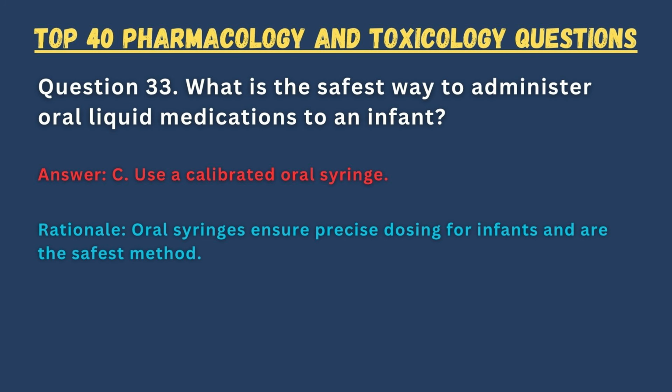Answer. C. Use a calibrated oral syringe. Rationale. Oral syringes ensure precise dosing for infants and are the safest method.